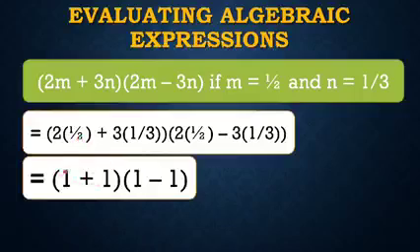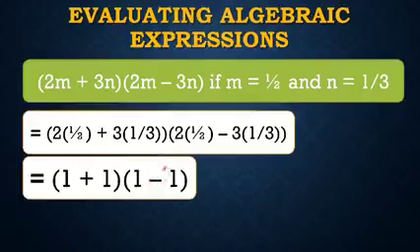Next grouping, multiply. 2 times 1/2 is 2 halves, or that is 1. Then we have also the 3 times 1/3, which is the same as 3/3, or that is simply 1. So this is our second grouping. The value of 2 times 1/2 minus 3 times 1/3 is 1 minus 1.